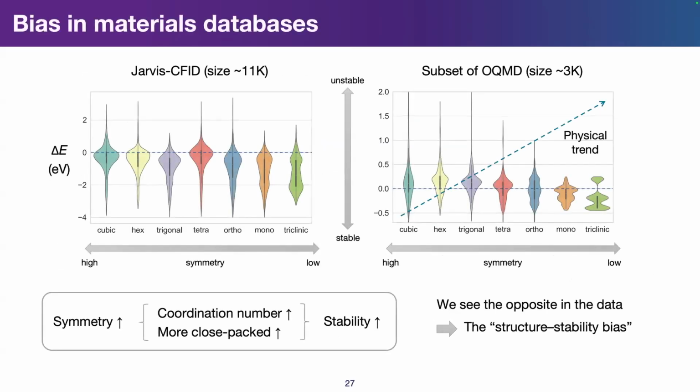Yeah, to see this bias in an example, we grab some data from two commonly used materials databases, Jarvis and the Open Quantum Materials Database. So here we show the distribution of formation energy, delta E, in different crystal systems. From some simple rules of physics, we know that the higher the symmetry of material, the more stable the material should be. But what we observe in these databases are the opposite. So here the lowest symmetry part turns out to be more stable. So this is definitely not right, and we call this the structure stability bias.